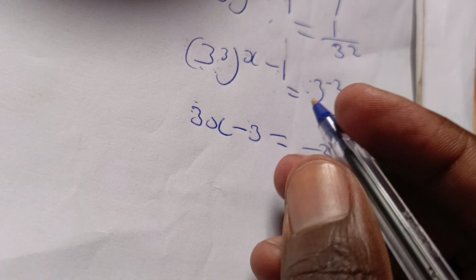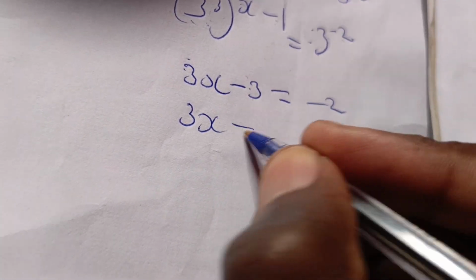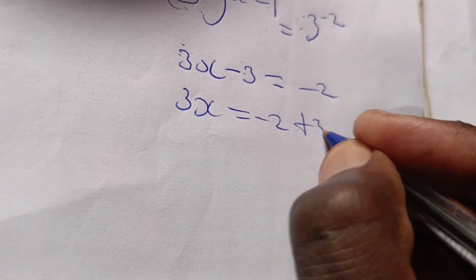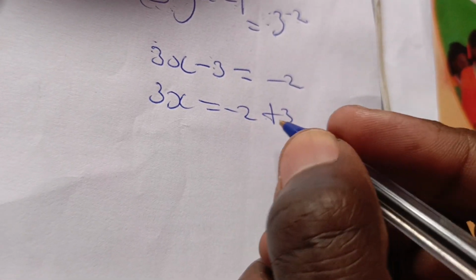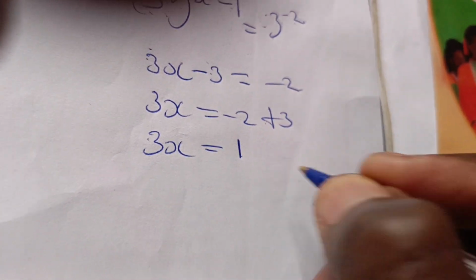Here we are going to say 3x. When this one comes to this side, when it jumps, the equal sign becomes what? Positive. So here it will be what? Positive 1. So 3x is equal to positive 1.